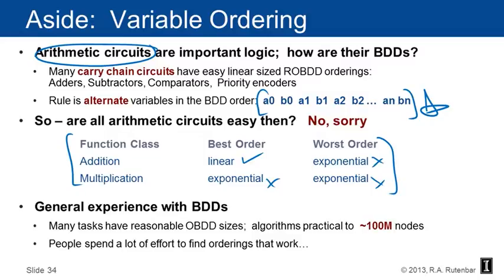So the general experience with binary decision diagrams is that many tasks have reasonable reduced ordered BDD sizes. The algorithms are practical to 100 million nodes, which is a really big amount of memory. And people spend a lot of effort finding orderings that work. That's the only downside for BDDs.